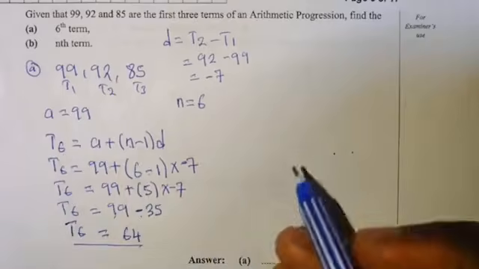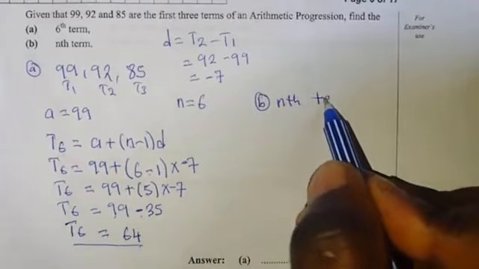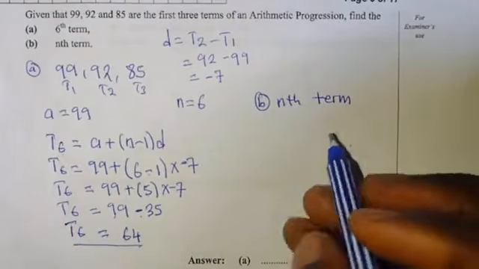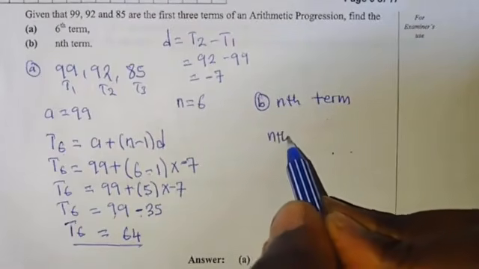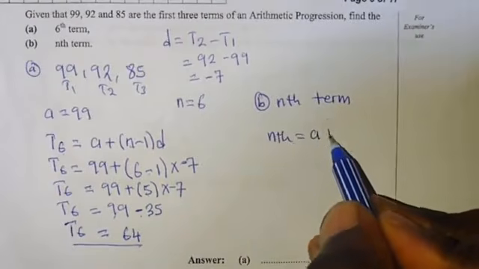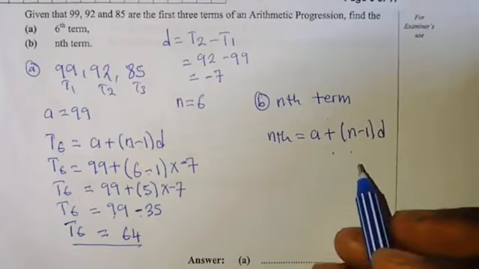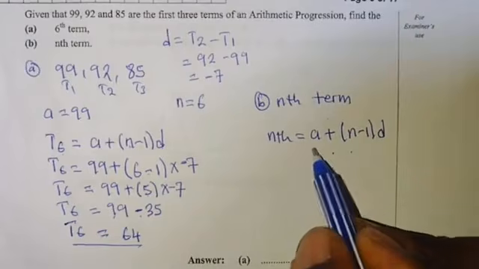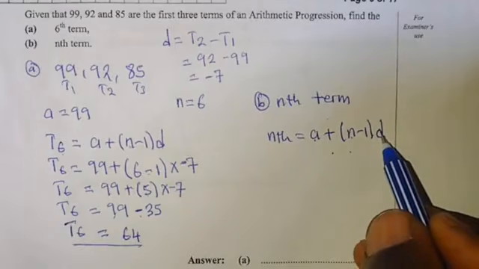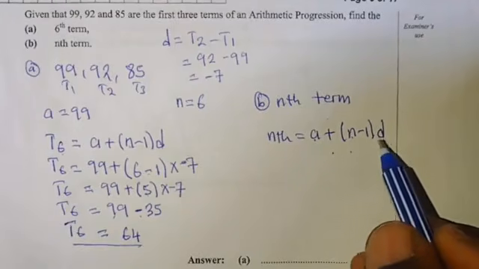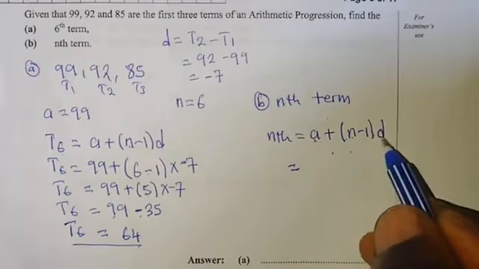Alright, so we answer question B, in which we need to find the nth term. So how do we find the nth term? We use the same formula, which is nth term equal to A plus, in brackets, n minus 1, then D. Okay, so here A is the first term, n is the number of the term, then D is the common difference. So what we are going to do is just substitute the first term and the common difference.